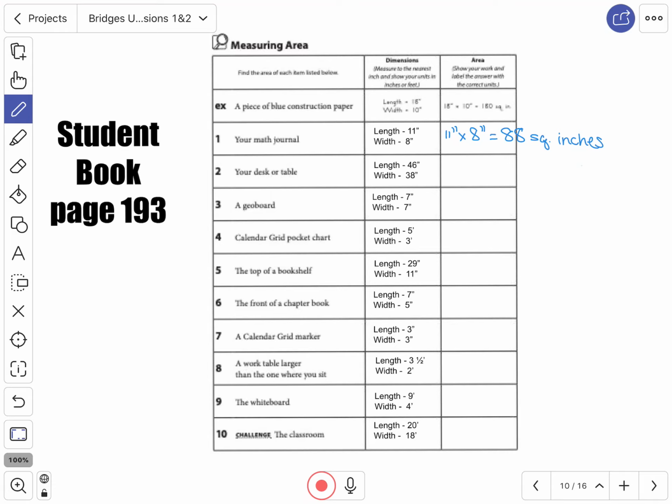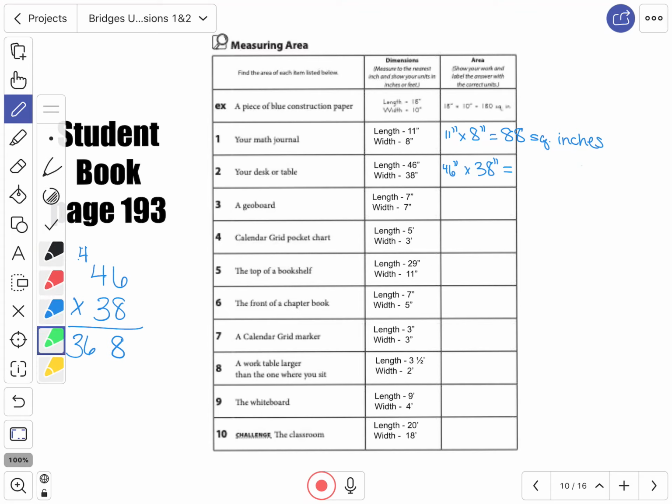For your desk or table, we're just going to pretend, okay? So I just measured a table that I had at home. So the length is 46 inches and the width is 38 inches. So we would take length times width, so 46 inches times 38 inches, and figure out what that is, okay? Now, if you need to use the side to help you, use the side to help you. So we're going to go ahead and do 46 times 38. Okay, so 6 times 8, that is 48, okay? And then 8 times 4 is 32. 32 plus 4 more is 36, okay?